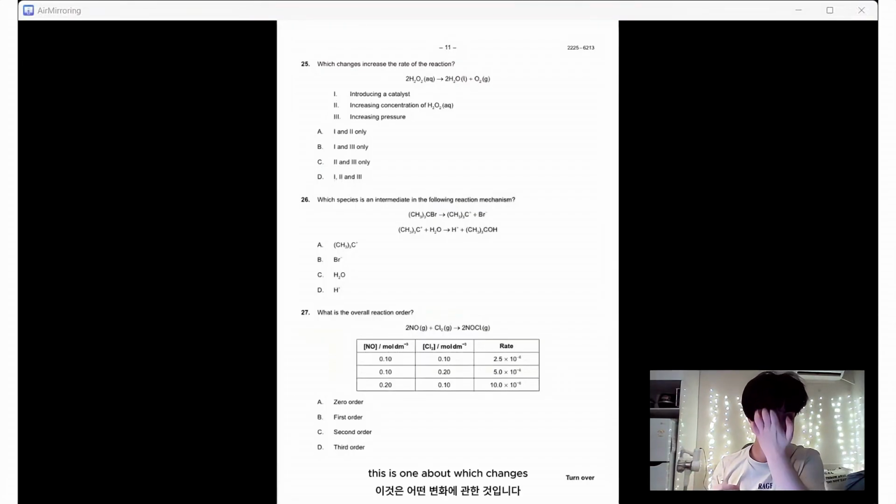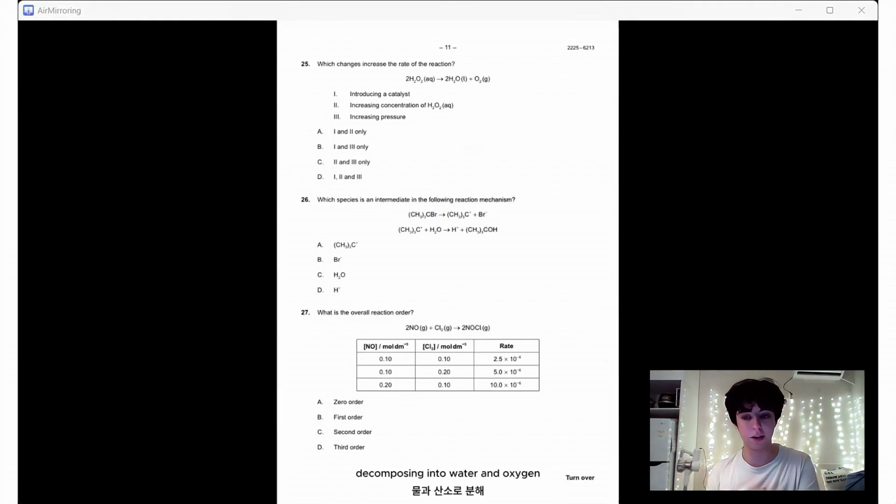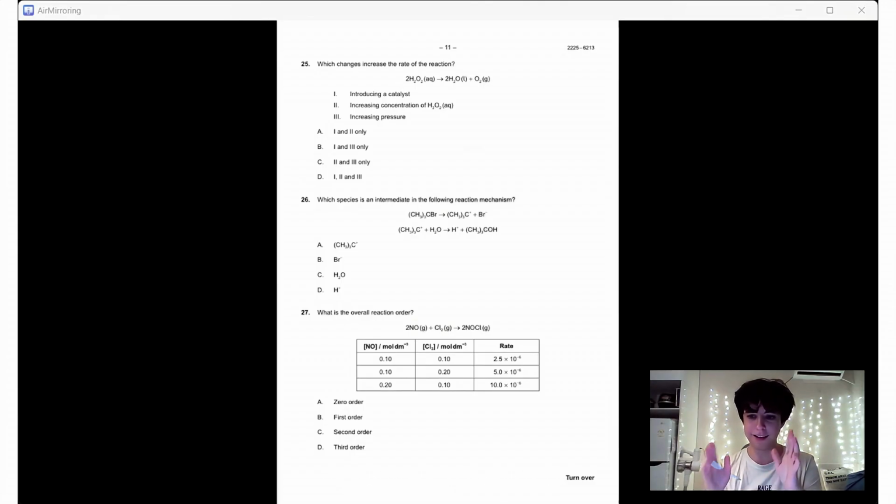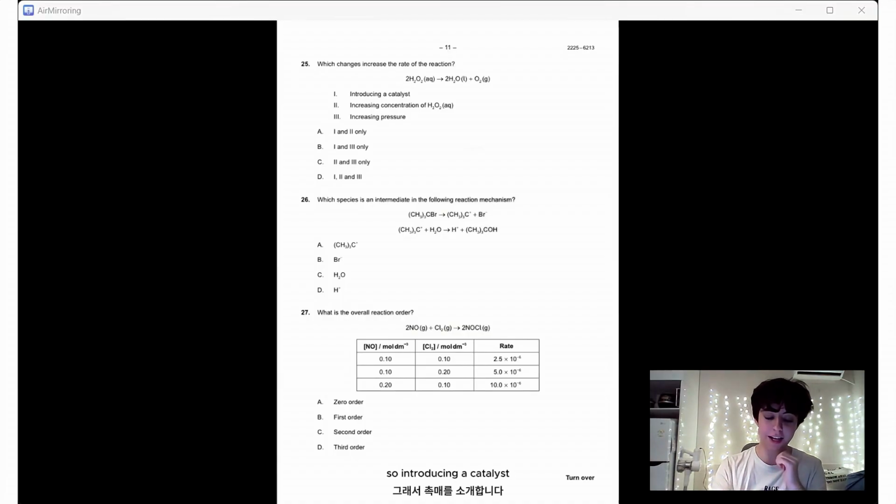This is one about which changes increase the rate of the reaction. It is worth noting that the rate of the reaction and the equilibrium are two different concepts. This is just the rate of the reaction, and this is also just a non-equilibrium equation. Okay, so you have hydrogen peroxide decomposing into water and oxygen. And our options are introducing a catalyst. Introducing a catalyst, the catalyst is going to decrease the activation energy.